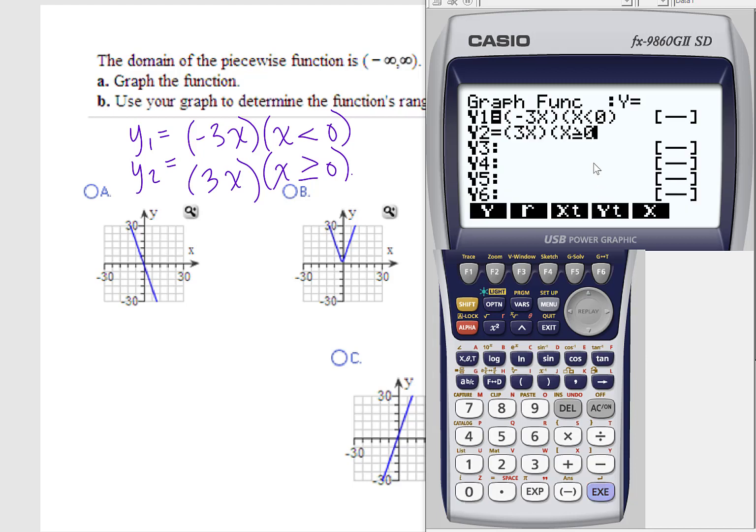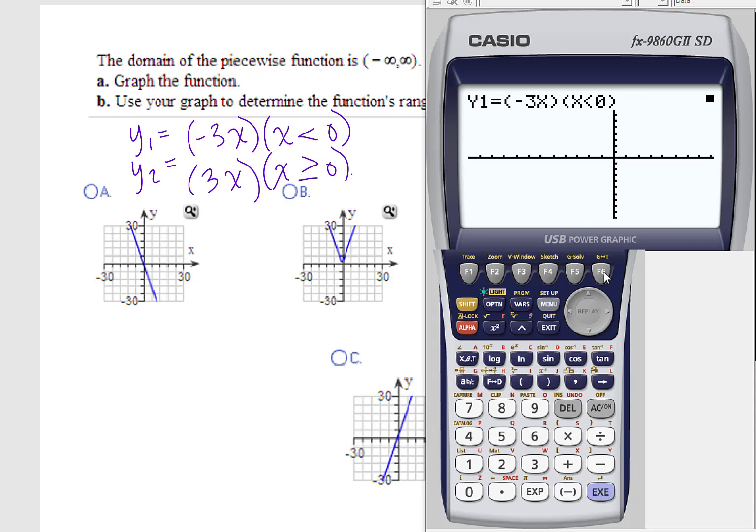If you get an error when you press enter here and you try to actually graph it, I would check the signs. A lot of times people will accidentally put x is greater than 0 and x is greater than or equal to. So then the calculator gets confused and it's like, I don't know which function to use. Execute it. And then we'll press F6 to draw it. And we get our graph. So it very clearly shows you that this is the graph of B.